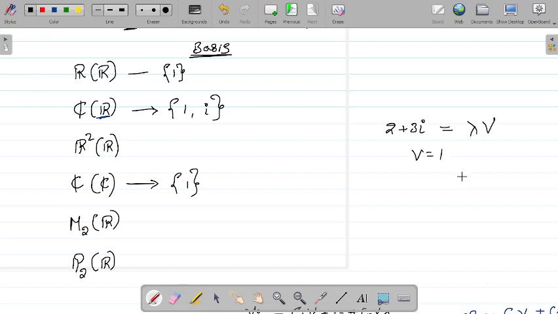And lambda should be taken from the complex number set because the field is complex numbers. So I'll take lambda as 2 plus 3i. But if you observe the second example, I do not have that facility. Here the field is real numbers, so lambda should come from the real number set only. But here the field is complex numbers, so I can take lambda to be a complex number itself.